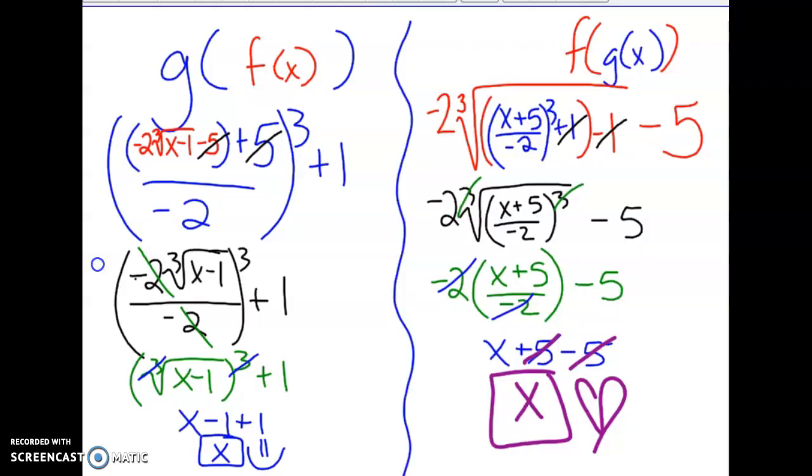Okay, so now this one I'm plugging my blue g of x into my red f of x. And right away, plus 1 minus 1 cancel underneath the cube root. Then I rewrite it. Then my cubed root and my third power cancel. Then my negative 2's cancel. Then my plus 5 minus 5 cancel. And awesome, I end up that when I plug in my inverse into my original and my original into my inverse, both of them give me x, which says, yes, I did the work right originally. How much fun is that?